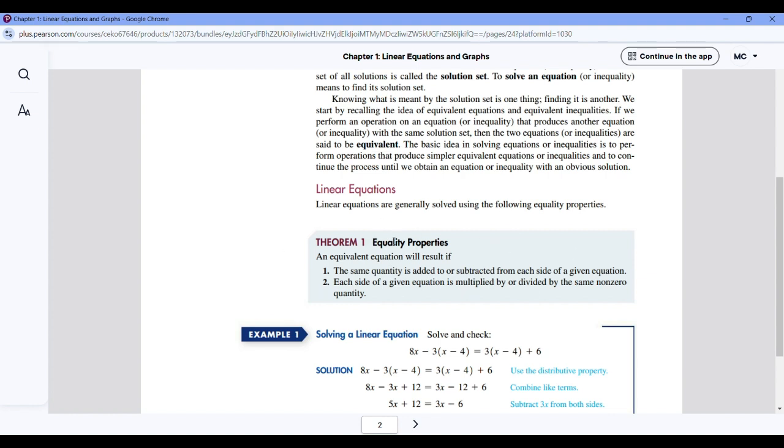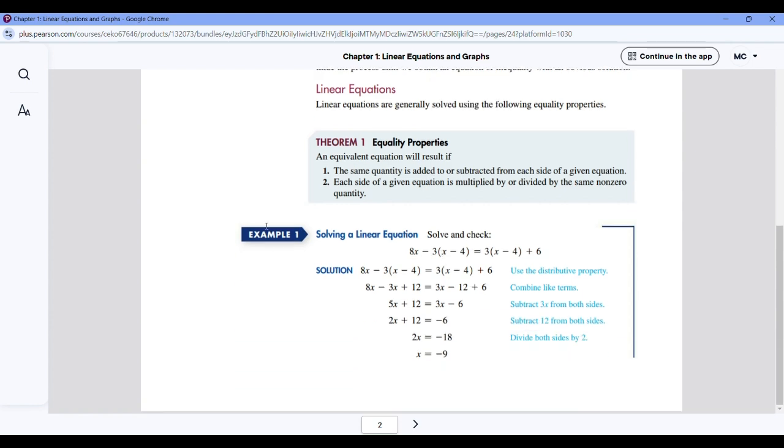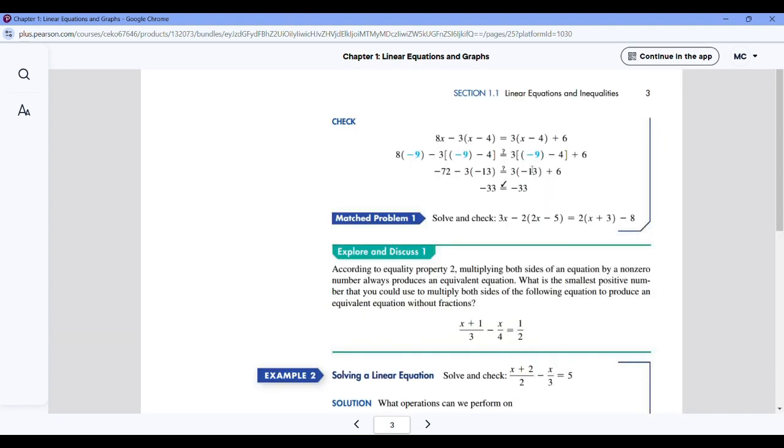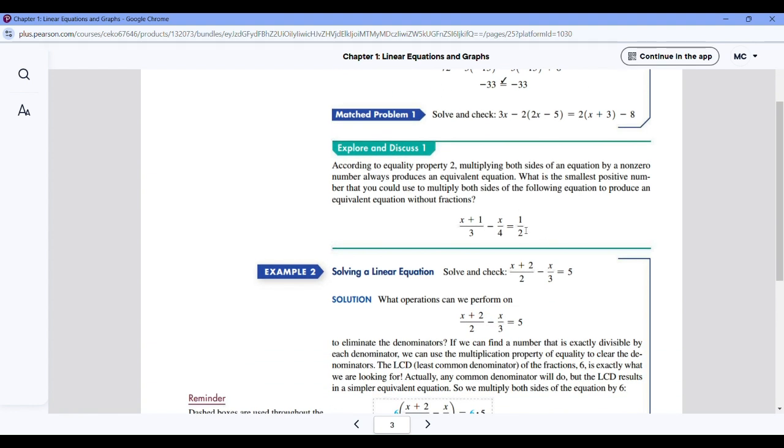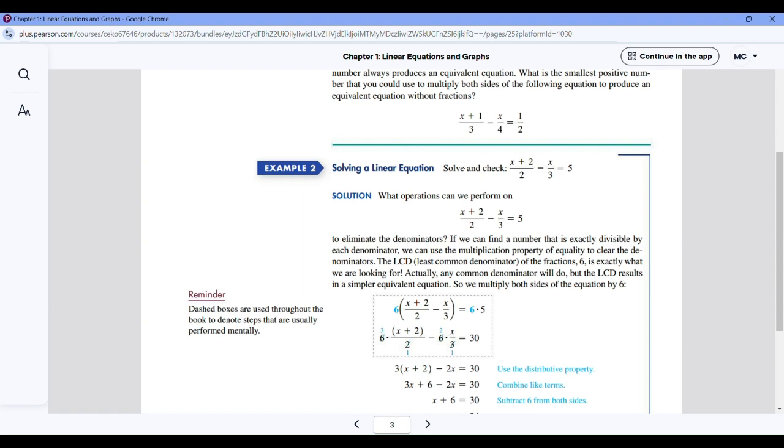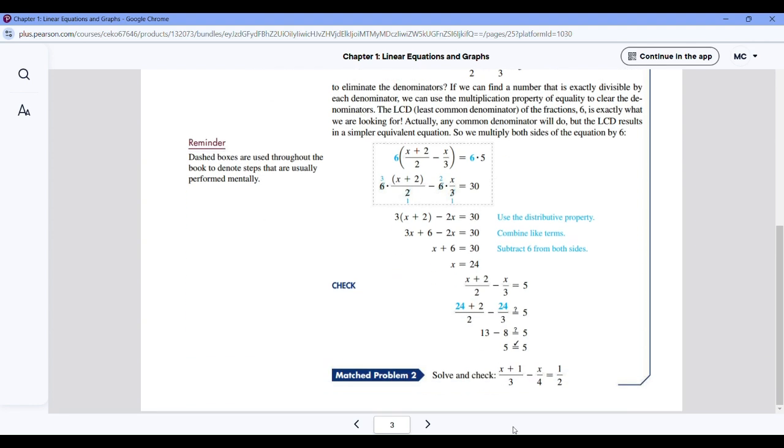So the equality properties: an equivalent equation will result in the same equality as added, so this is adding to both sides and so forth. So solving a linear equation, there you go, it's all there. Next page. Here is where they check and they get it right. Explore and discuss, they check, they get it right. Solving a linear equation, they check, they get it right, and so forth.